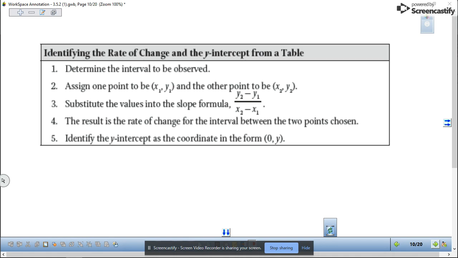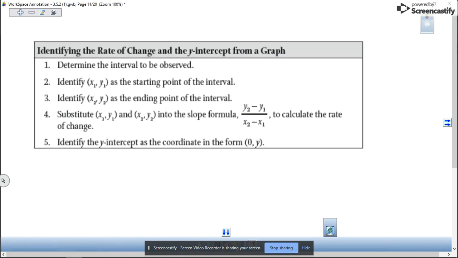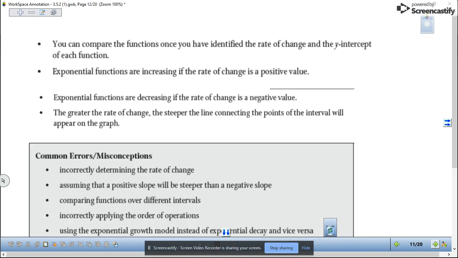Again, average rate of change is pretty straightforward. Look for the point 0, whatever number to find your y-intercept from a table. All right, from a graph, obviously, find where it crosses the y-axis if you're looking for your y-intercept, and pick 2 points, or pick the correct 2 points, and find your slope using that slope formula. Okay, pause, read those things, read the misconceptions.